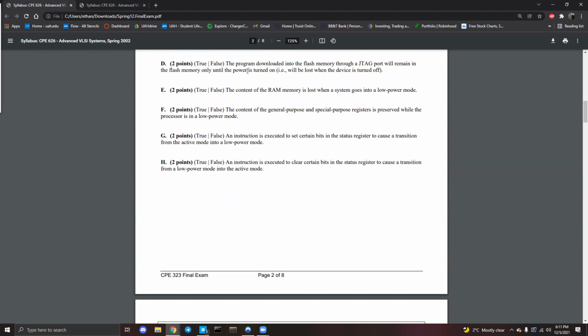No, that is false. Flash memory is not, what is it? The phrasing I'm looking for is, it's solid state memory. It is not, what am I trying? Come on, phrase. RAM versus flash. Well, it says until the power is turned on. Oh no, I know that it's this. Oh, will be lost when the device is turned off. Yeah, no, that is false.